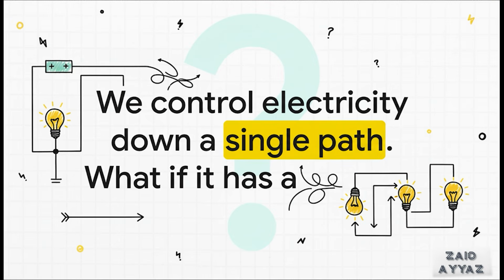So we've pretty much nailed down how to control electricity when it only has one road to go down. But this leads to the next big question, the one that opens up a whole new universe of possibilities. What happens when you give the current a fork in the road? What happens when you give it a choice? And that, well, that's where things start to get really, really interesting.